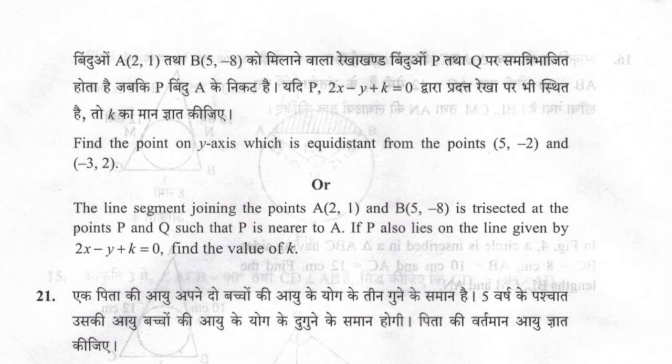If P lies on the line given by 2x minus y plus k is equal to 0, we need to find out the value of k. In this question, we have 2 points A and B, and there is a line segment joining them. The coordinates for A are 2 and 1, and coordinates for B are 5 and minus 8. And this is trisected at points P and Q.